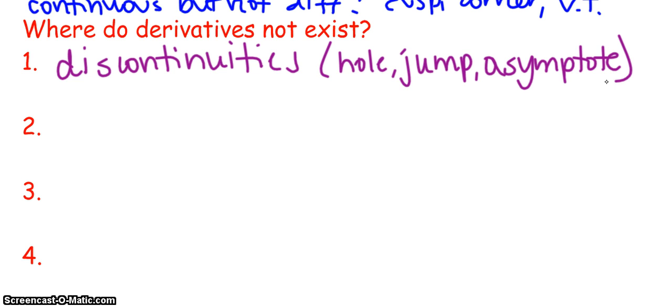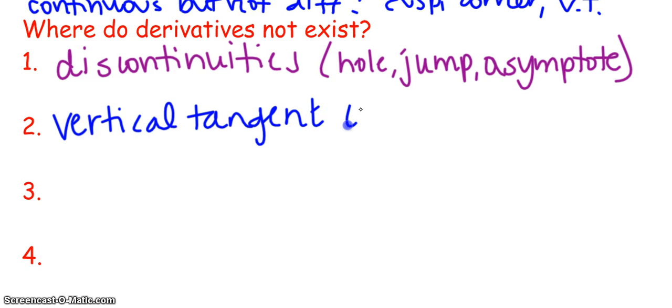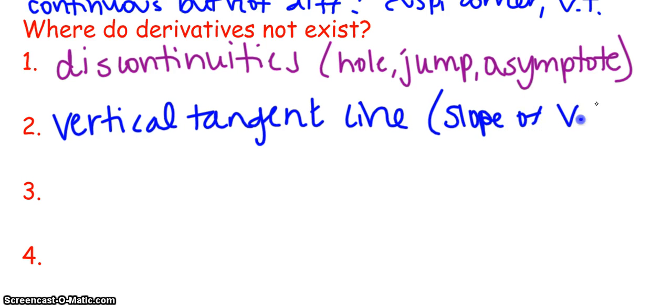Okay? Next place they fail to exist is if we have a vertical tangent. That was that yellow line. Because the slope of a vertical tangent is in itself undefined, which means the derivative is undefined.